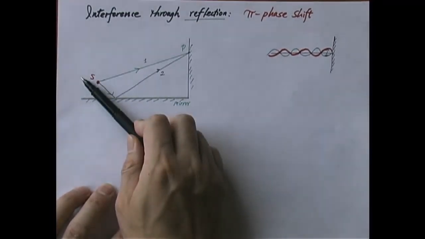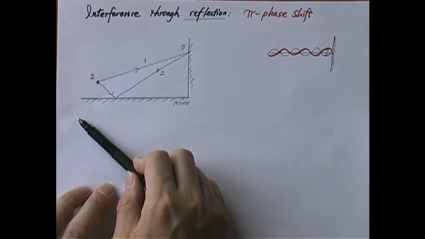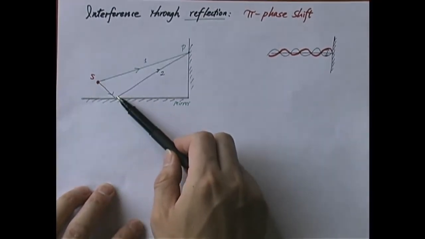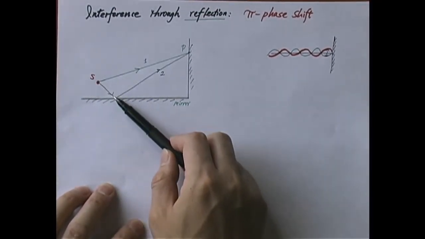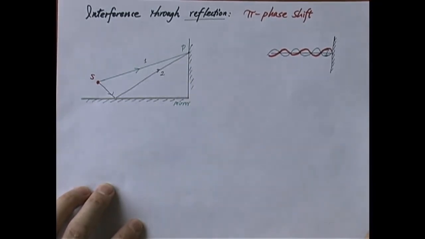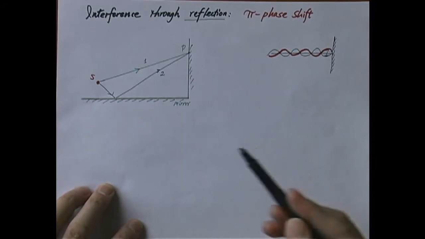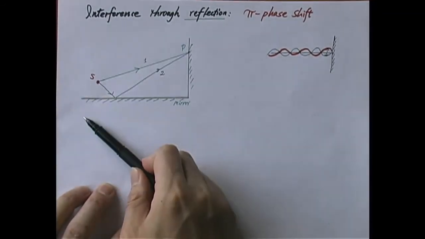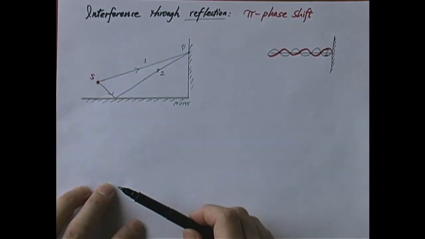If this is water and this is air, then as light bounces off the boundary and goes back into water, there will not be any pi phase shift. So the pi phase shift only occurs when the first index n is less. Okay, with that knowledge in mind, let's form an interference pattern with reflection.